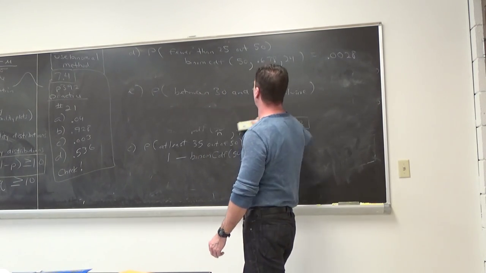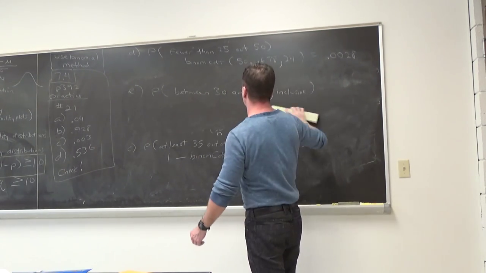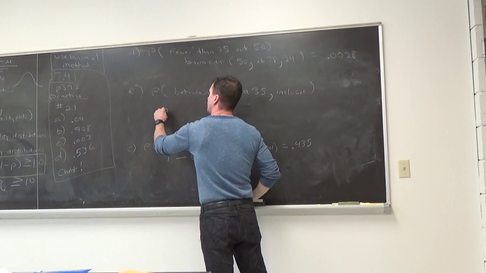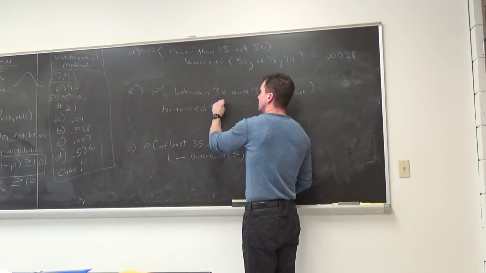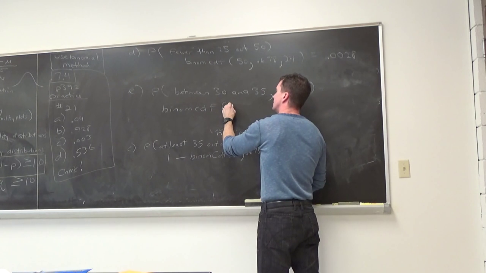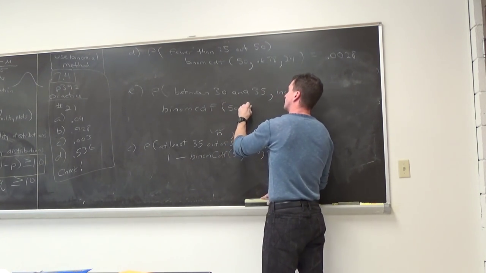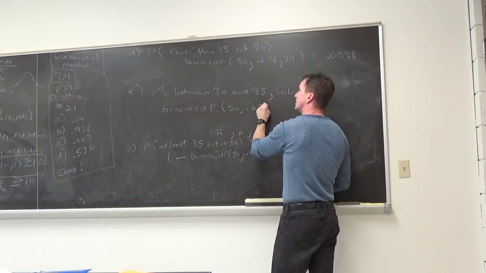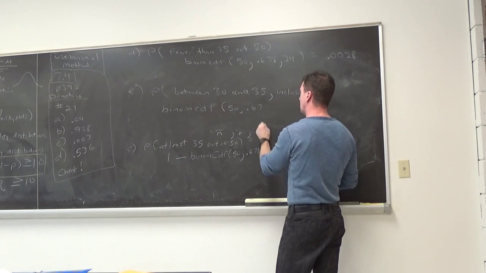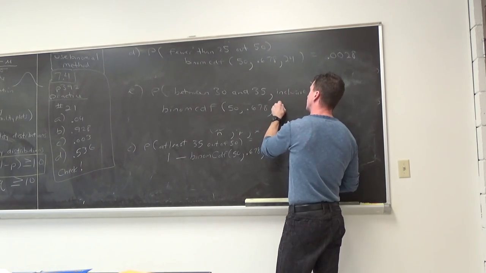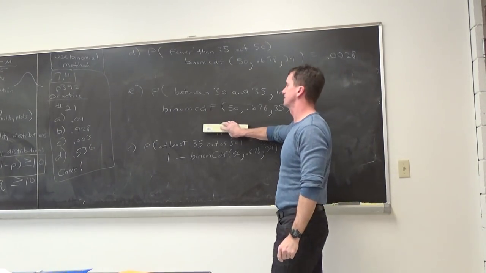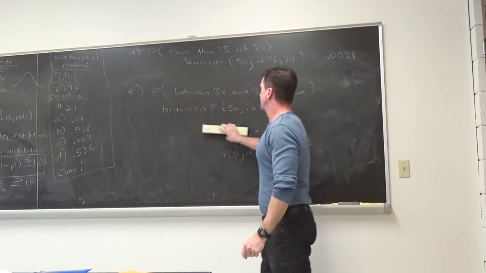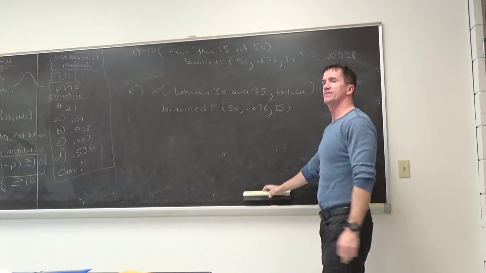And then letter E, probability between 30 and 35. Okay, how do we do that? Well, I'm not using the 1 minus, but I'm going to use the cumulative button. BinomCDF, that means cumulative. Let's go up to the 35. 50, 0.678, 35. So everyone, what did I just do? It took cumulative all of them to 35. I did 0 to 35.